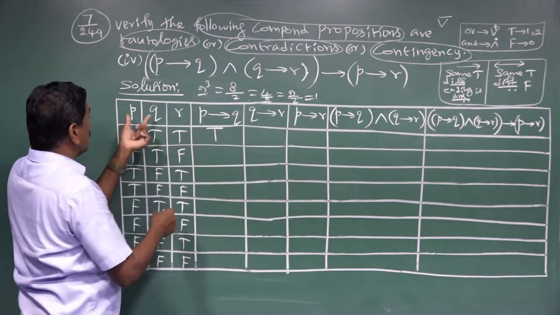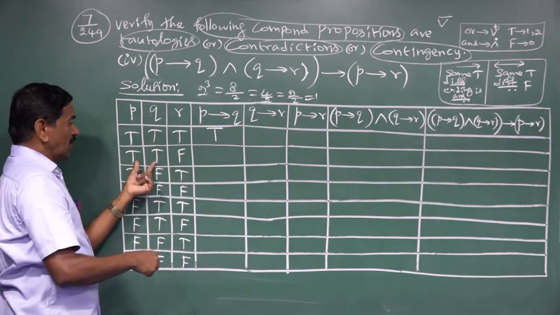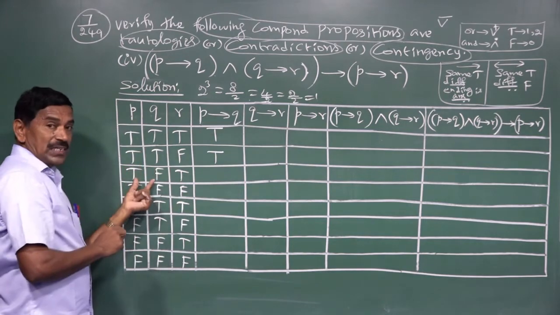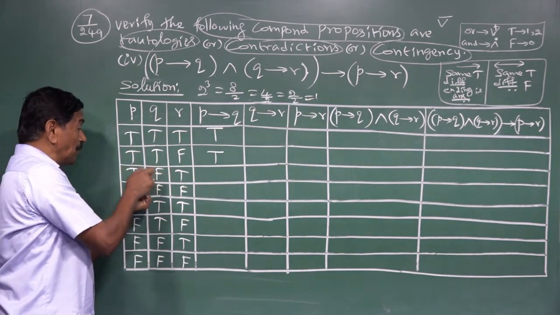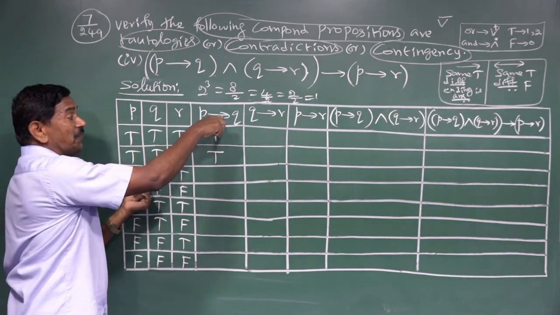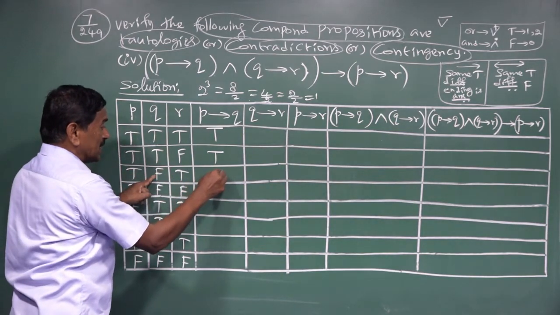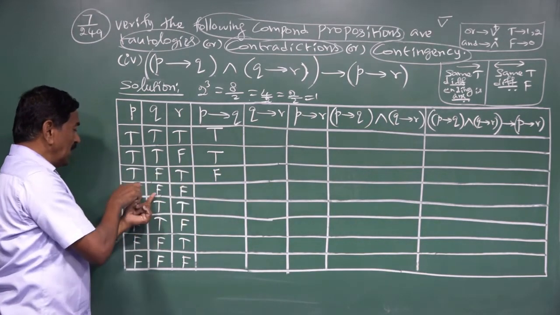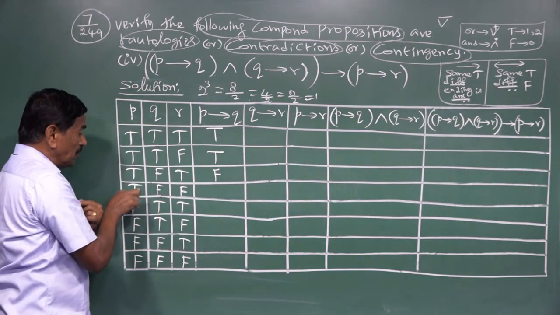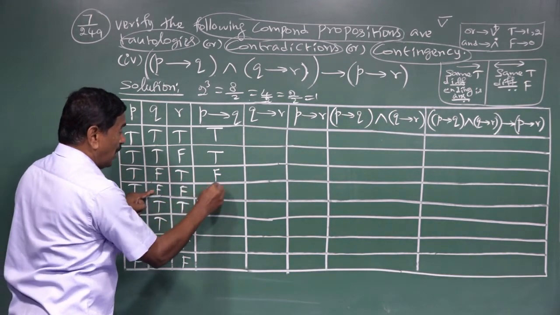Okay, P tends to Q, downwards. True, true, same, so true is the answer. True, true, same, true is the answer. TF different. Different means ending is the answer for one side arrow. Ending means T tends to F, therefore F is the answer. That is because P tends to Q, which means true tends to false. Therefore, false is the answer.